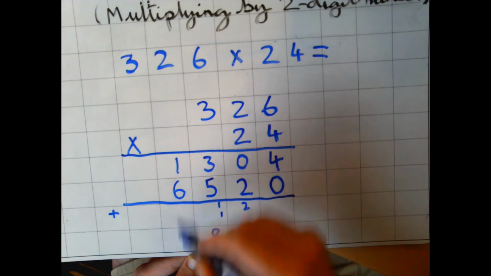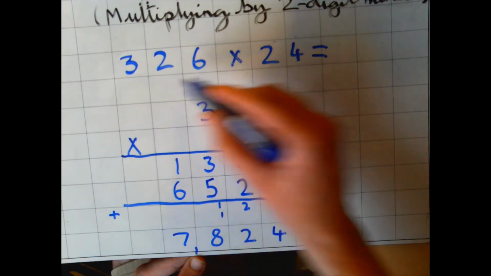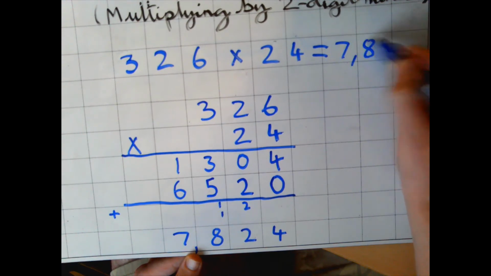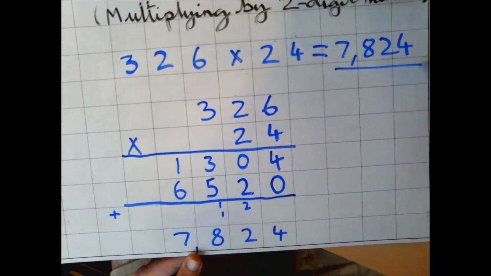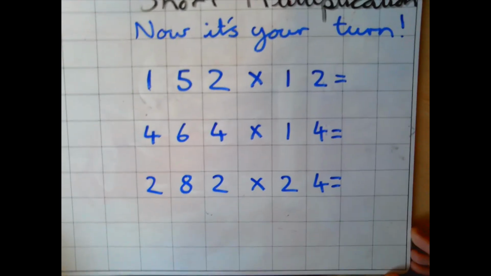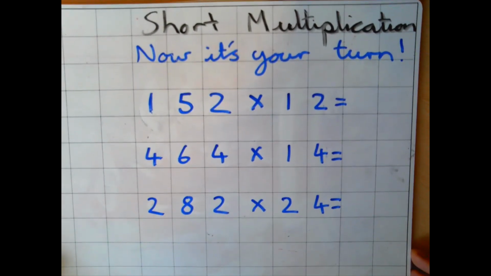Here come the answers. 152 times 12 is 1,824. 464 times 14 is 6,496. And 282 times 24 is 6,768. How did you do?